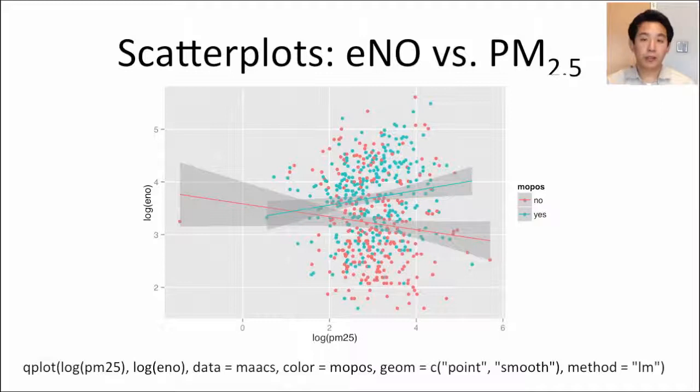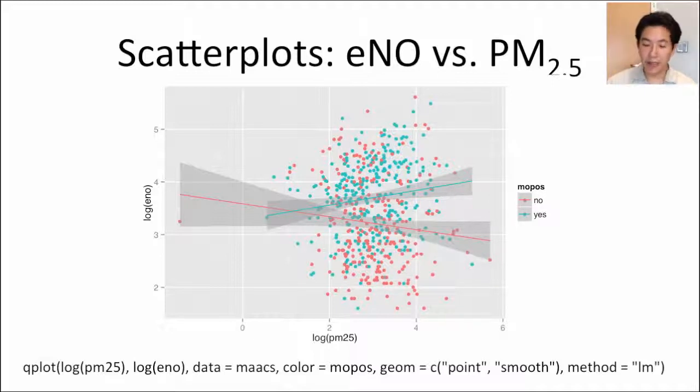One of the things you can do is to smooth the relationship between log PM2.5 and log ENO, and I want to look at how this relationship is different in the two groups. So I set the geom to be a point and a smooth, and rather than use loess, I'm just going to say I just want to use a standard linear regression model. So I say method equals lm. And that way I can look at the linear relationship between PM2.5 and ENO by whether they're allergic to mouse or not.